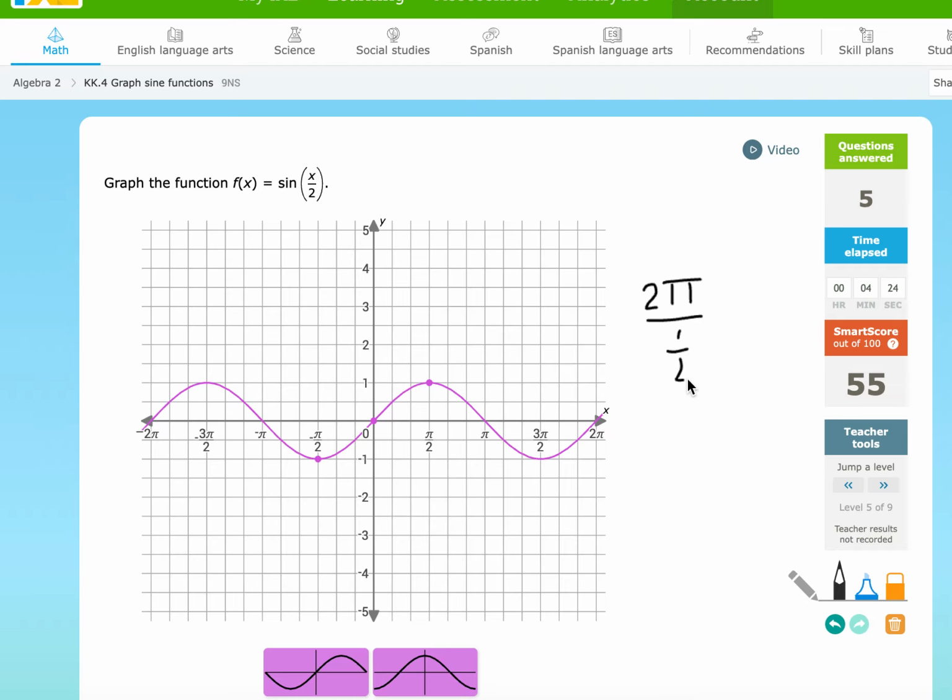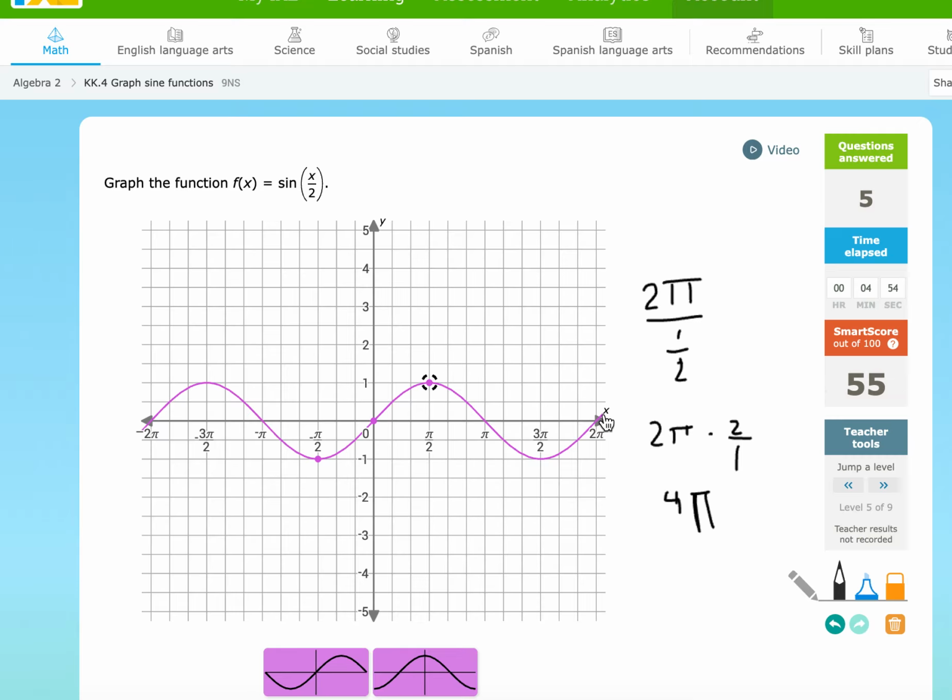And when you divide by a fraction, remember, you multiply by the reciprocal. So this is the same as 2 pi times the reciprocal of 1/2, which is 2/1, which becomes 4 pi. So this is going to extend my cycle all the way up to 4 pi.